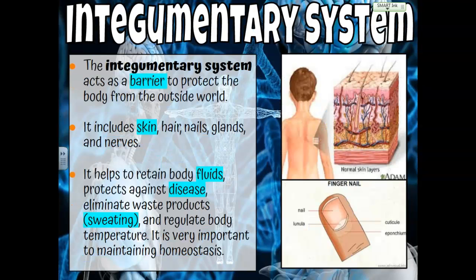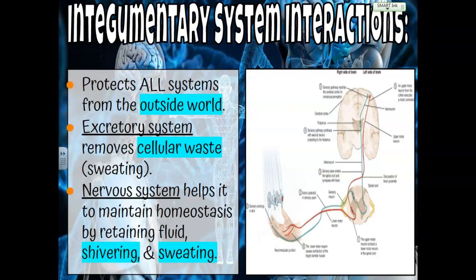The integumentary system acts as a barrier. This is our skin, hair, nails. Is very important in keeping us safe from the outside world. Okay, it helps retain our body fluids. It helps protect us against diseases. It eliminates waste through sweating. So it's very important in maintaining homeostasis. This system protects all other systems from the outside world.